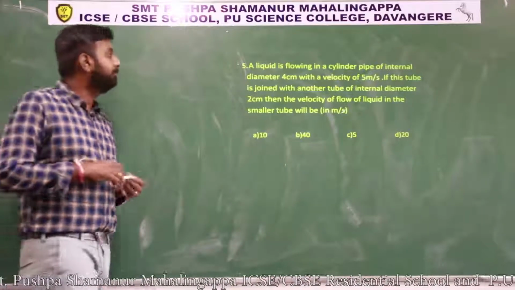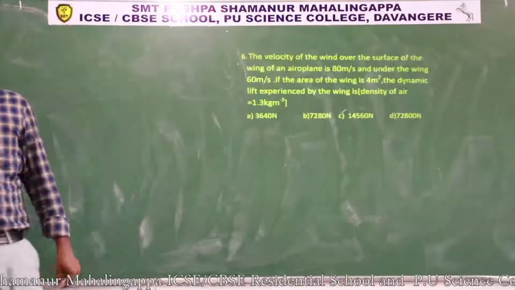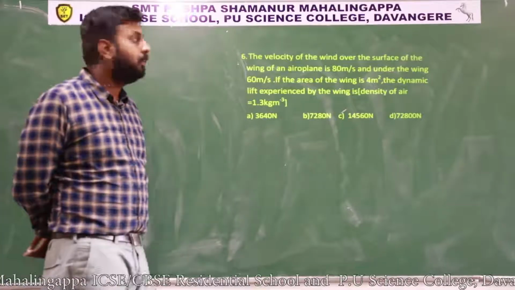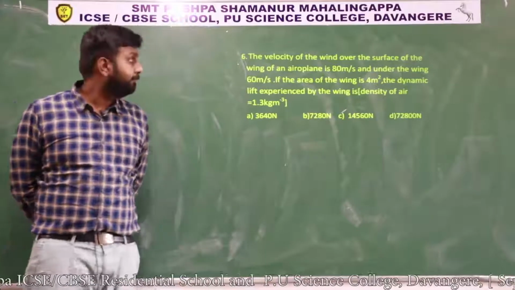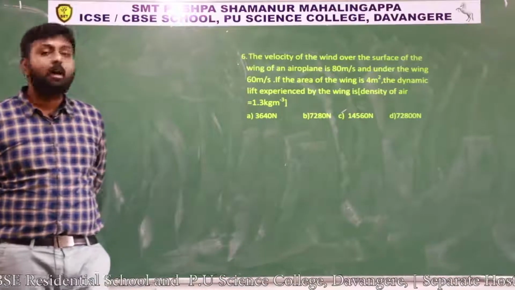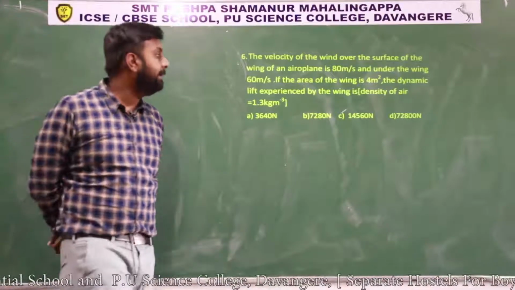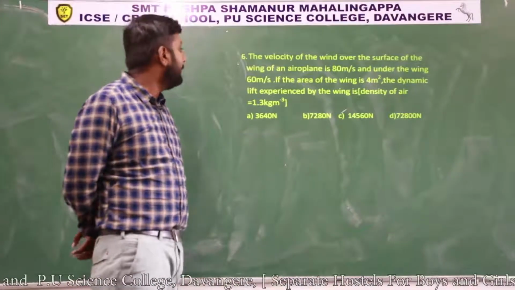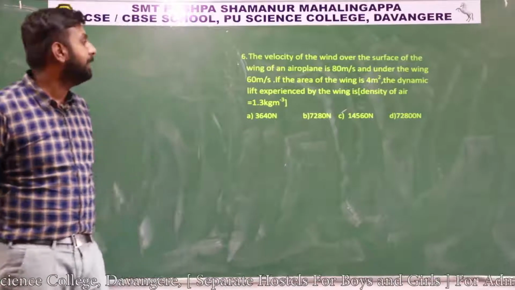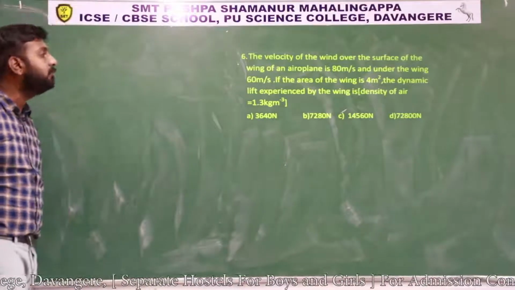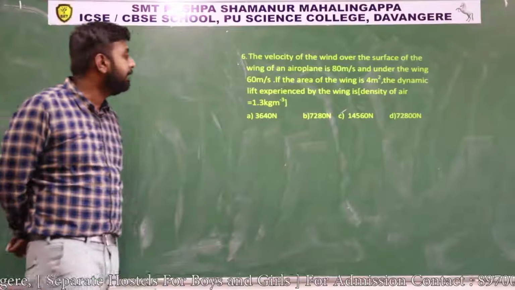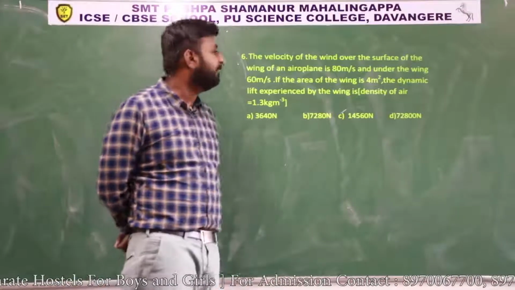And next problem. In the next problem, the velocity of the wind over the surface of the wing of an aeroplane is 80 meter per second and under the wing 60 meter per second. If the area of the wing is 4 meter square, the dynamic lift experienced by the wing is?